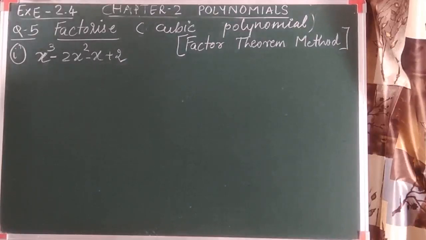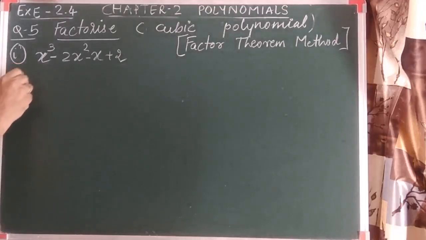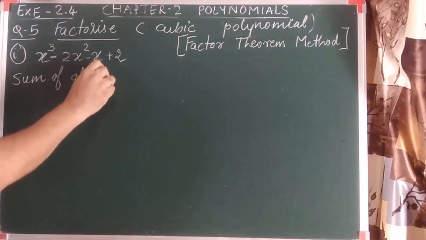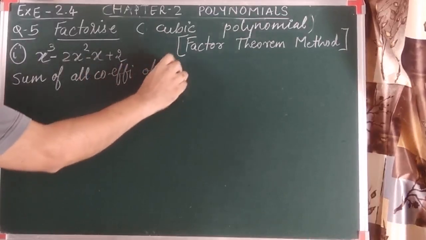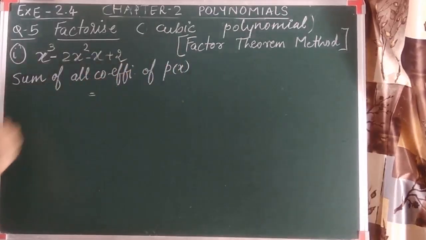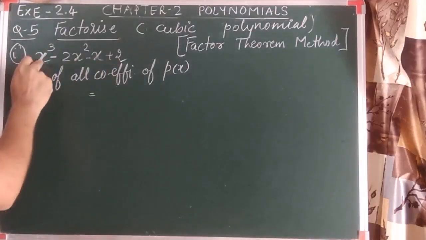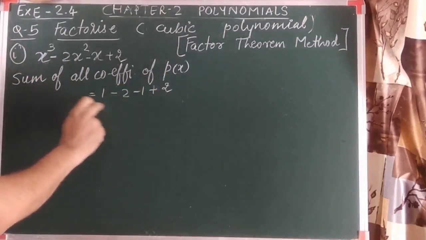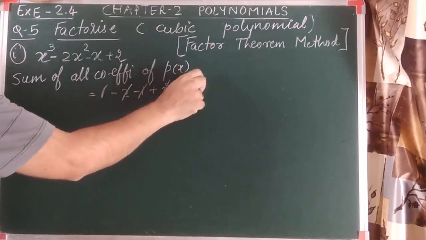So let us understand this. What should be the first step? What we have to do first is find the sum of all the coefficients of p of x, the coefficients of all the terms. As it is 1, -2, -1 and +2, if you observe this, plus and minus cancel in the same way. So we will get 0.